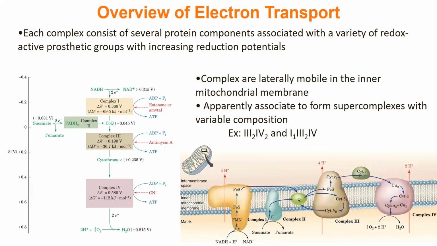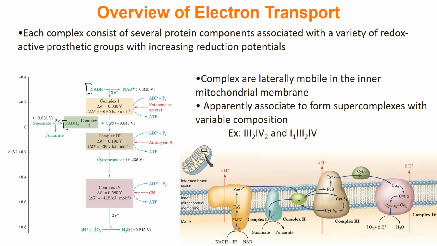So here is our big overview of the ETC. We're going to look at 4 different complexes that are made out of multiple proteins. The whole idea of the electron transport chain is that we start with either NADH or FADH2. Those are our original carriers, and we give their electrons to these complexes, complex 1, 2, 3, or 4.